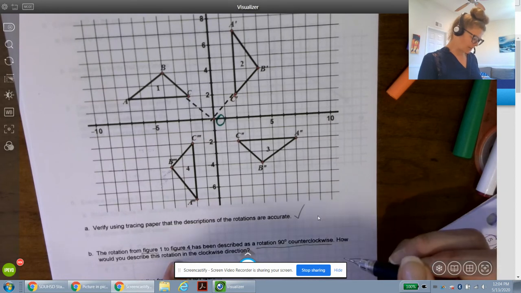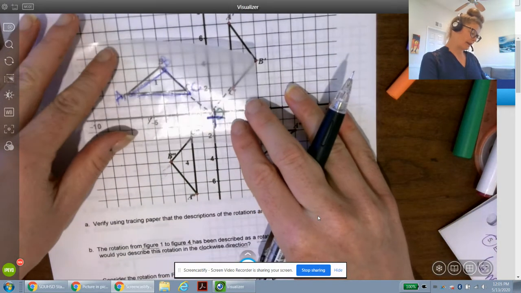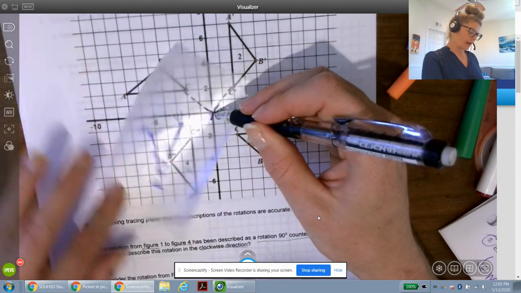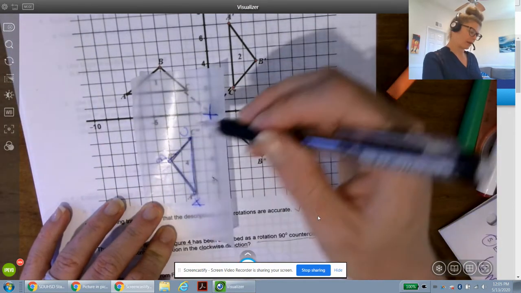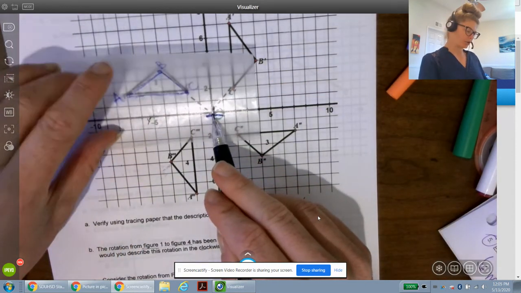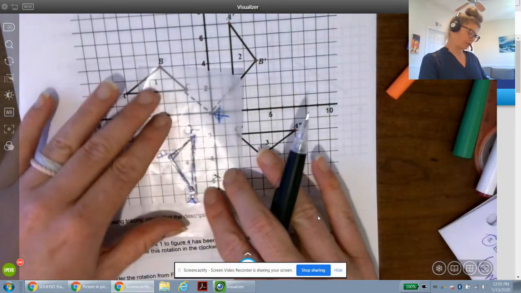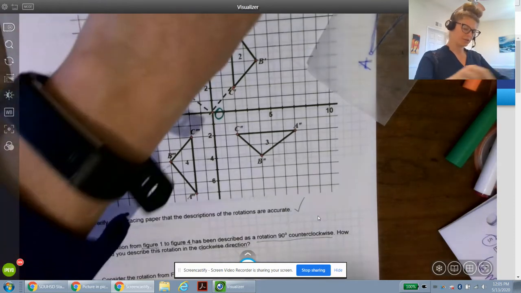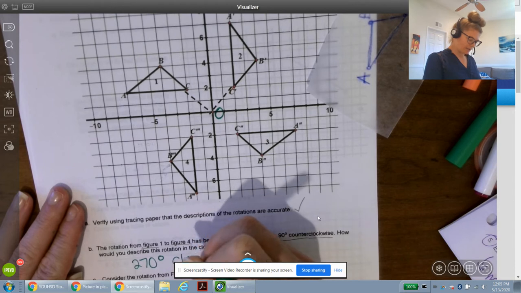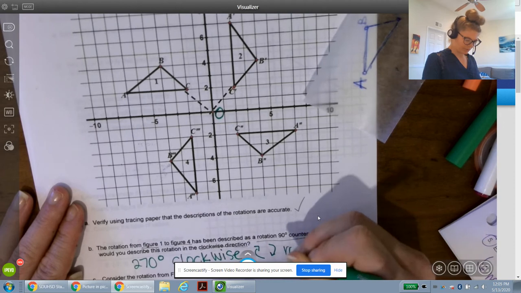How would you describe this rotation in the clockwise direction? So what they're telling me is that if I was going from figure 1 to figure 4, I can just go 90 degrees, and notice I'm going counterclockwise. But what if I want to go in the clockwise direction? I'd have to go 90, 180, 270. So this would be described as a 270-degree clockwise rotation.